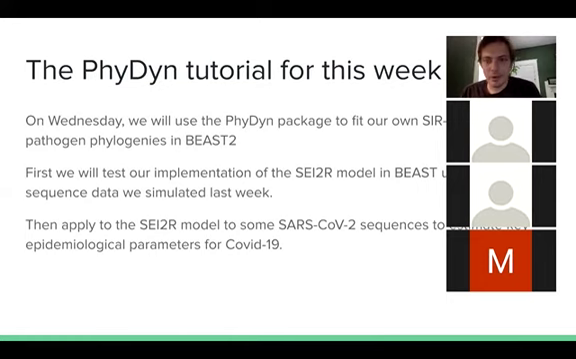And then what I'm hoping, although I don't have this working at the moment, but I think I can get it to work, is that we'll be able to take this SEIR model and fit it to some new SARS coronavirus 2 data to estimate transmission rates and transmission heterogeneity for COVID-19 from some data from the Seattle epidemic.